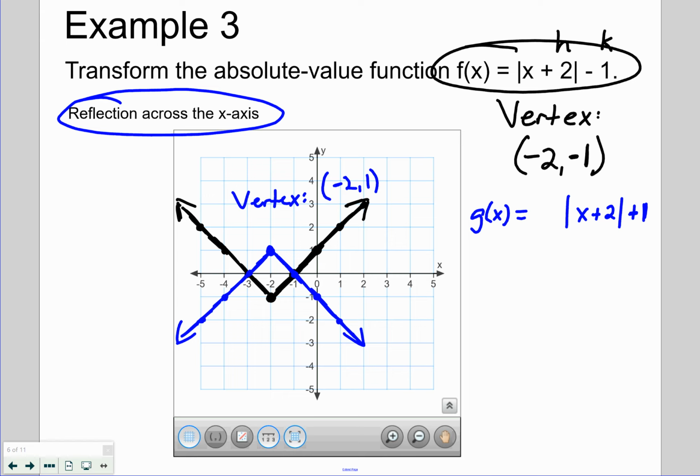Now, we're almost done, but we're not done yet. It opens down, which is not how we did this one, right? This one opened up. So here's how you show it opens down. You put a negative in front. So anytime you see a negative in front of your absolute value, you know it needs to open down. Every time.